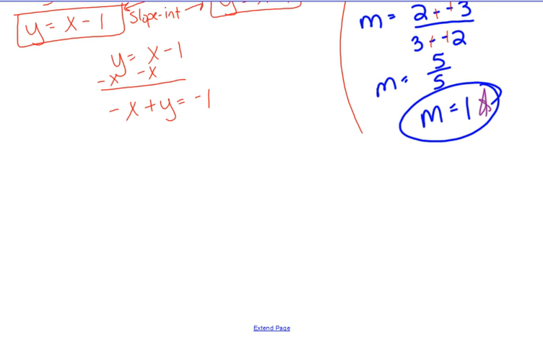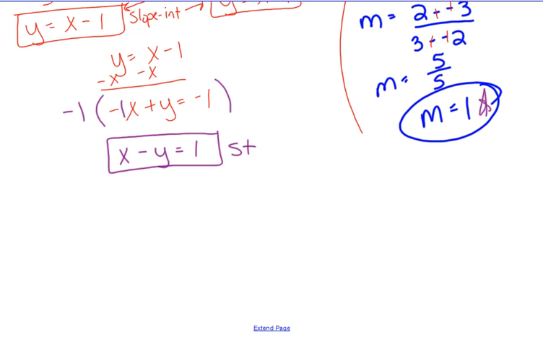Second rule, leading coefficient can't be negative. Here's my problem, I have a -1 right here. And so to fix that, if you remember, we'd multiply by -1. So I then would have positive x minus y equals positive 1. And then the last rule is no fractions or decimals, which I don't have. So here is my answer for standard form.